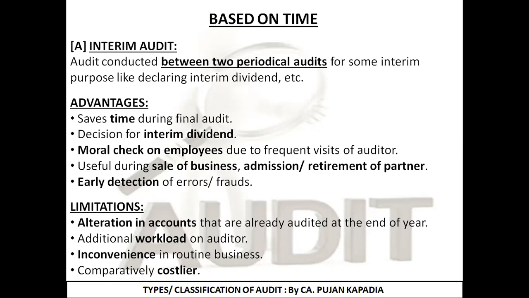One was interim audit, that is when an audit is being done between two periodic audits. That means when you are having some interim purpose like declaration of interim dividend or like submitting quarterly audited financial statements to SEBI. In that particular case, you want to get your books of accounts audited during the year, that is within the year when the year is already going on. Then such audit which is taking place between two annual or periodic audits is known as interim audit.